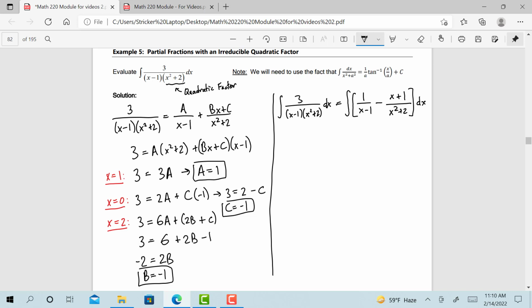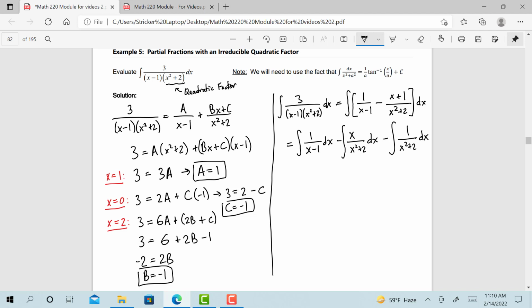And the first one is easy, right? The first one, the integral of 1 over x minus 1, that's just natural log. But we can go ahead and rewrite all of these really into 3 separate integrals. So I would say this is equal to the integral of 1 over x minus 1 dx minus the integral of x over x squared plus 2 dx minus the integral of 1 over x squared plus 2.